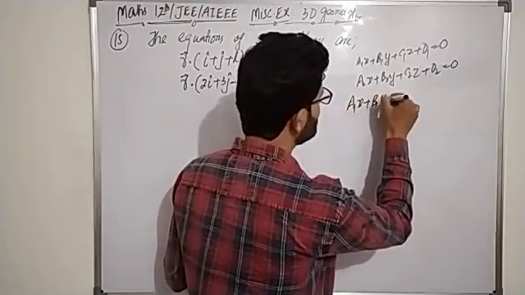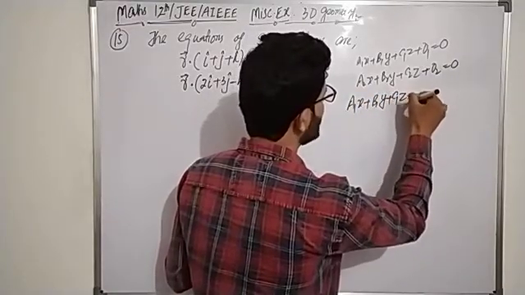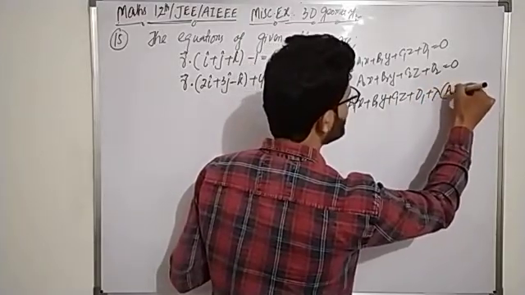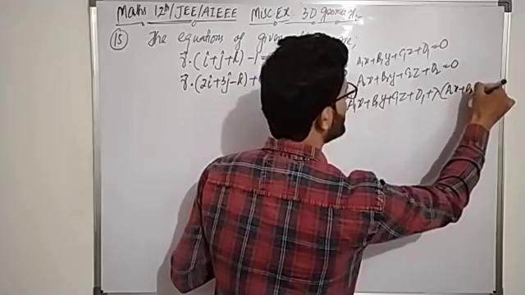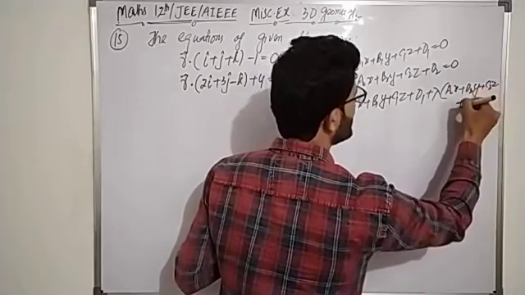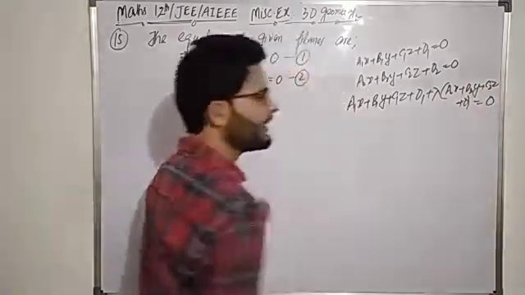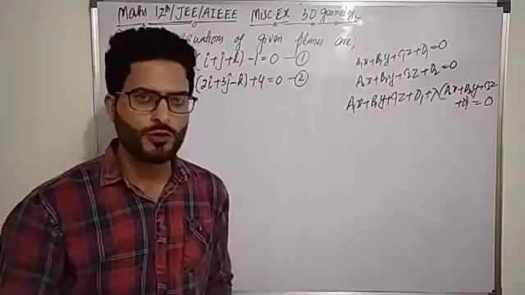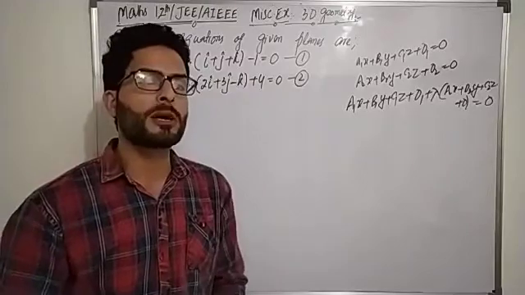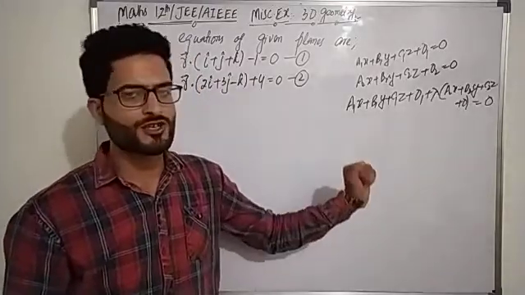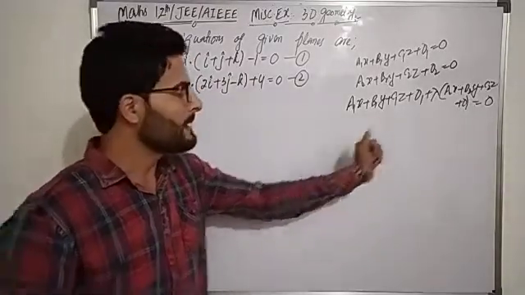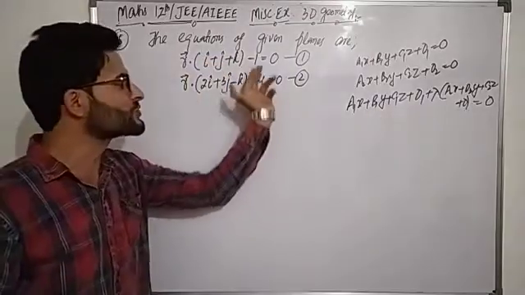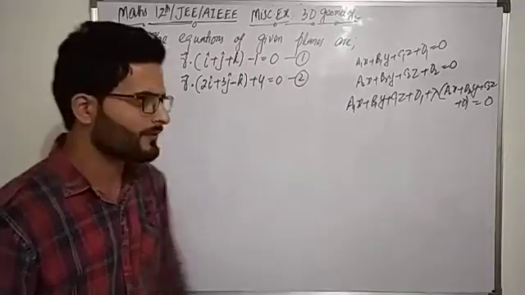a1x plus b1y plus c1z plus d1 plus lambda times (a2x plus b2y plus c2z plus d2), and that's equal to 0. It means we have to take the linear combination of these two planes and set it equal to 0. That would be the equation of the third plane which is passing through the line of intersection of planes first and second. But that equation is in Cartesian form. So first we have to change these two equations into Cartesian forms.